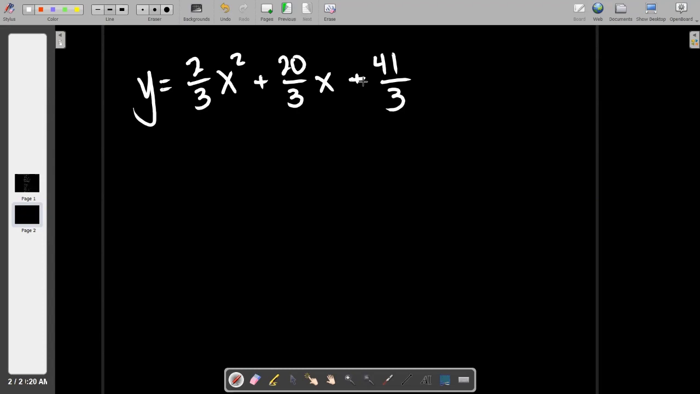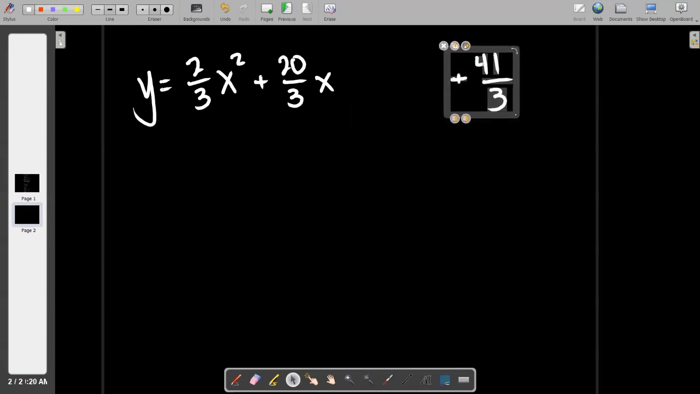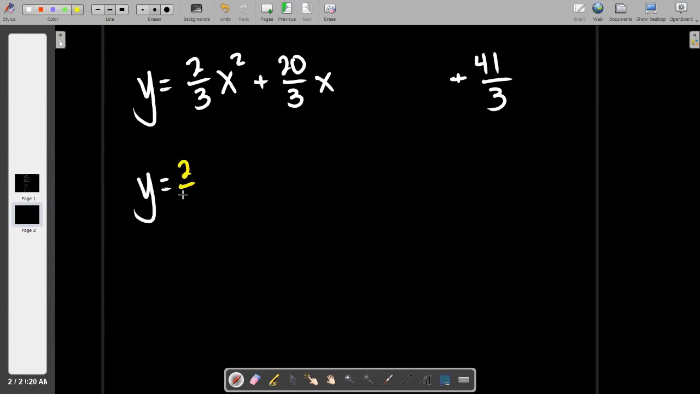Step 1 is to move the 41/3, put him in timeout. So I'll stick him off to the side a little bit, leave a space. And then step 2 is to pull out of the first 2 terms whatever the first term demands that you do. And this is where things get a little bit sticky sometimes. So we're going to say y equals 2/3. And then we're going to always have just x squared. If you don't get just x squared there, something's gone catastrophically wrong, like you've missed the whole point of that step.